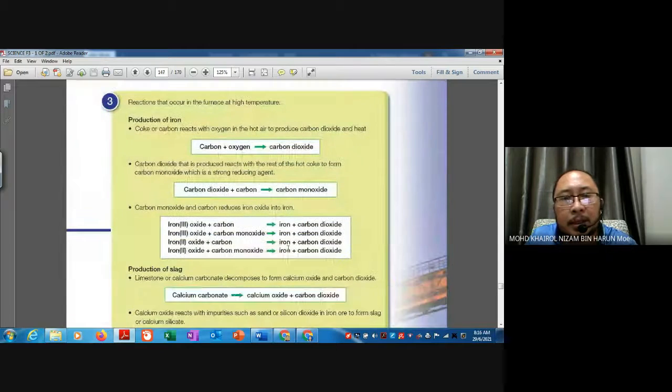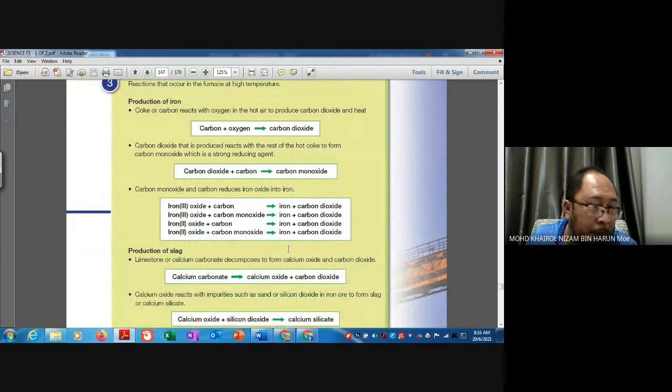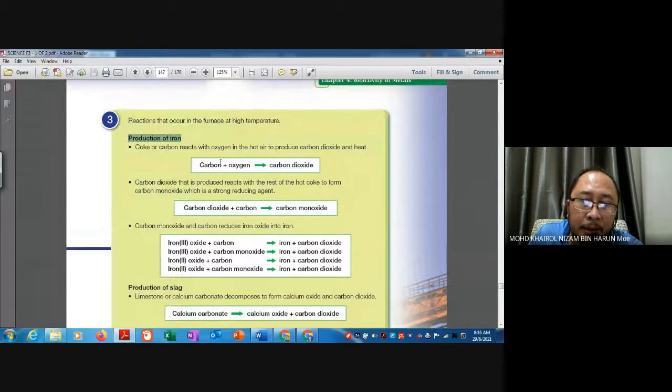Okay, next. This is what happens inside the blast furnace. I want you to remember all this if you can. Production of iron. The first one is that carbon will react with oxygen to form carbon dioxide. And then carbon dioxide will react with the rest of the carbon to form carbon monoxide.